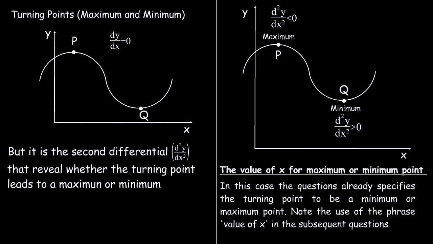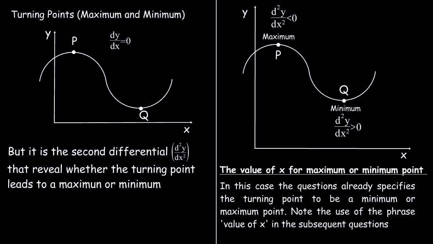But for higher polynomial functions with higher degree, the number of turning points will be the highest degree minus 1. So if the highest power in our function is 3, we will have 2 turning points. If the highest power in our function is 4, we have 3 turning points.